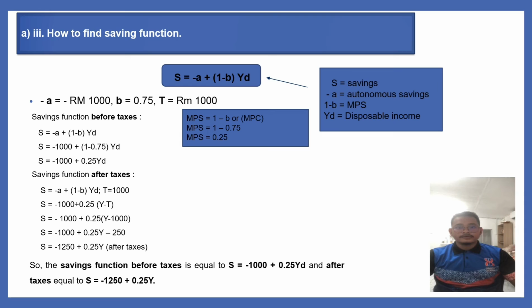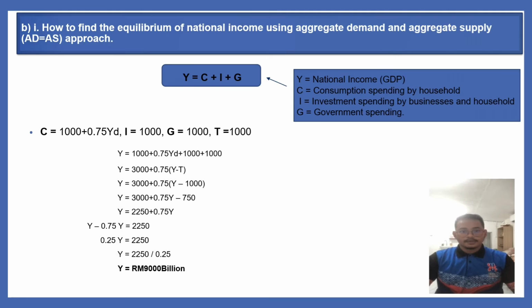For the saving function before taxes, we know there is autonomous saving of negative 1000 and MPS is 0.25. So, we will have the saving function equal to negative 1000 plus 0.25Y. For the saving function after taxes, we know there is 1000 billion in taxes, so we will subtract the taxes from the national income, and after the calculation, we will have the saving function equal to negative 1250 plus 0.25Y.